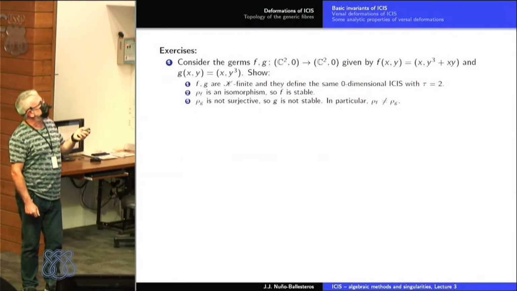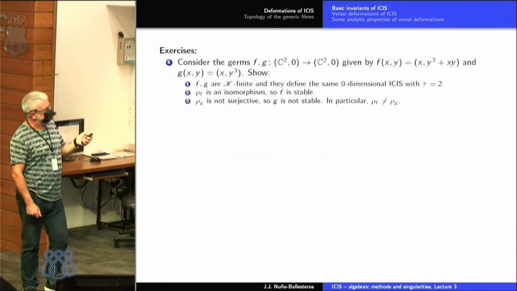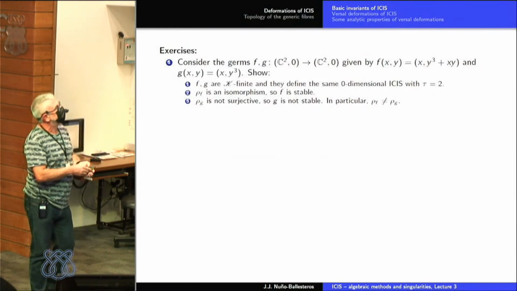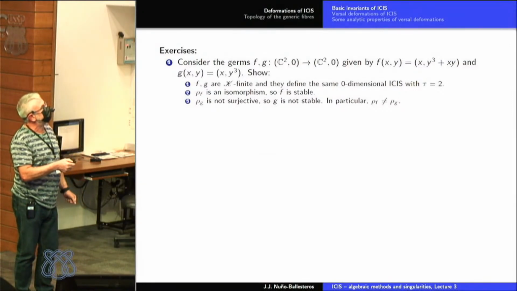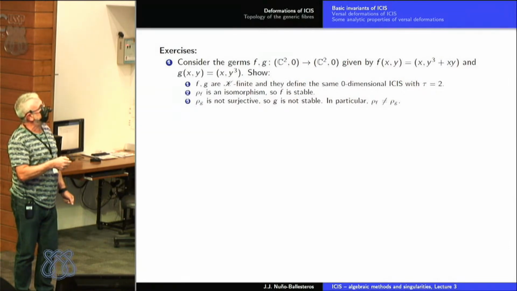So, some exercises for this part. The first one is we consider F and G from C², the plane, to the plane. The first one is F(x,y) = (x, y³ + xy), and the second one is G(x,y) = (x, y³).